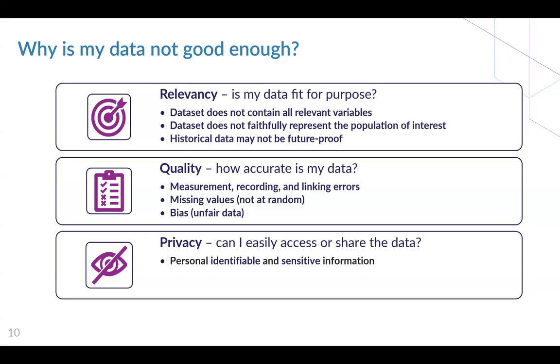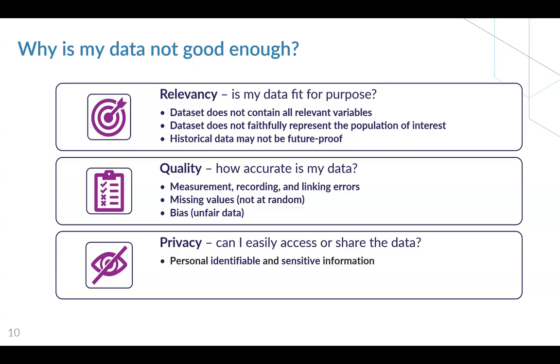And data quality is always another big issue. There could be loads of measurement error, recording error, linking error. There are lots of missing values, particularly missing not at random. And there are always bias issues with data, and pre-existing biases might find their way into our training data, and that might impact how our model performs.